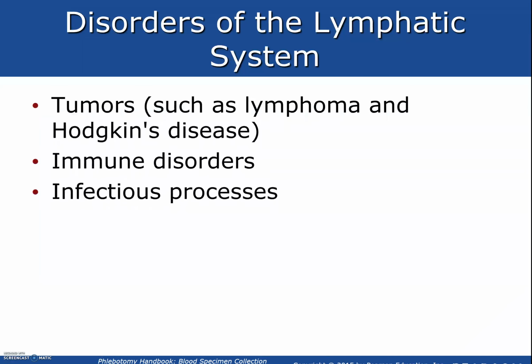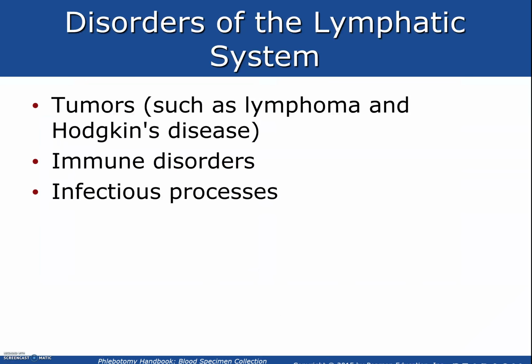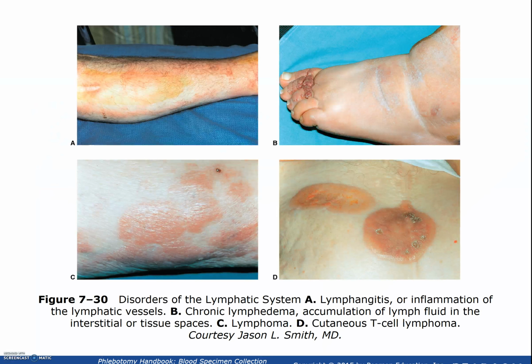Disorders of the lymphatic system, I'm going to have you review on your own. This just gives you an image of those various disorders. The most common one we see sometimes in phlebotomy is chronic lymphedema, or accumulation of lymph fluid in the tissue space, commonly seen in the hands and feet, as in your image B.